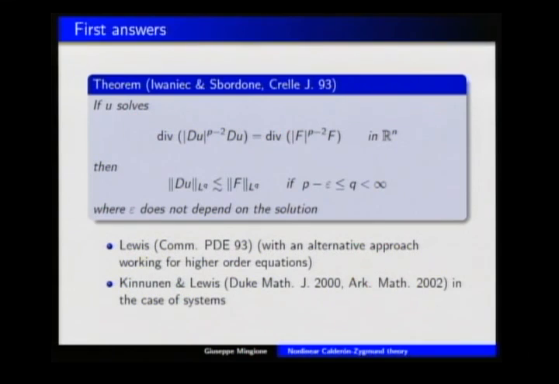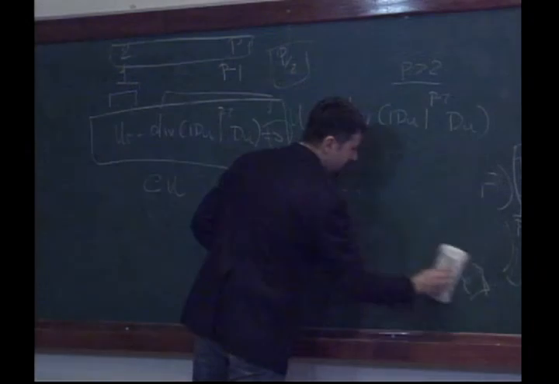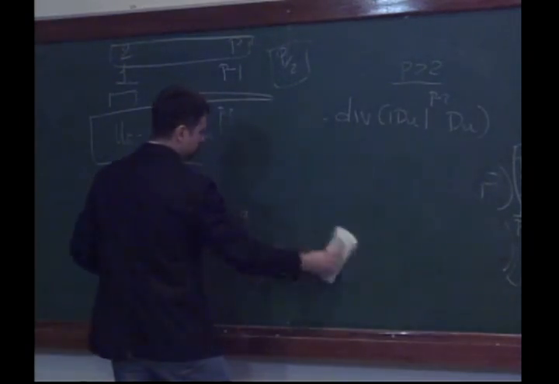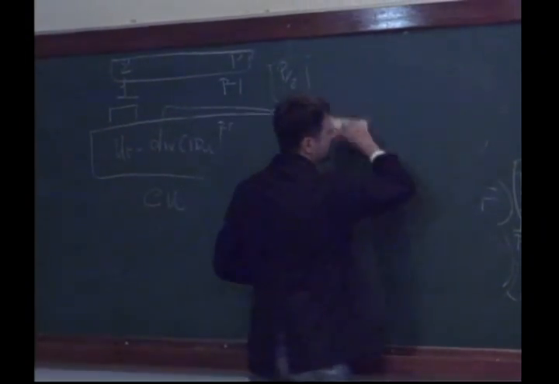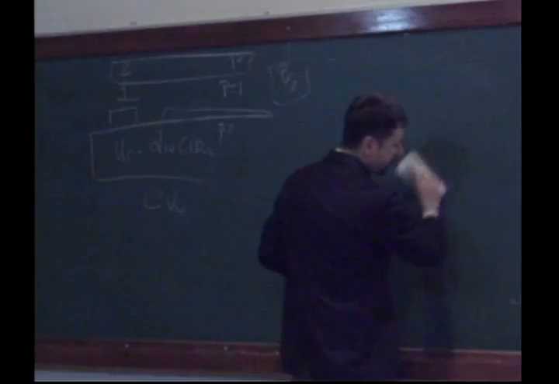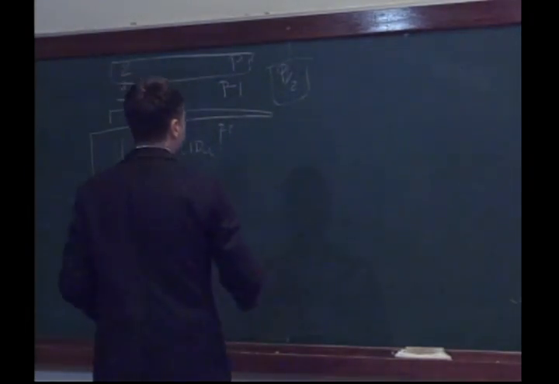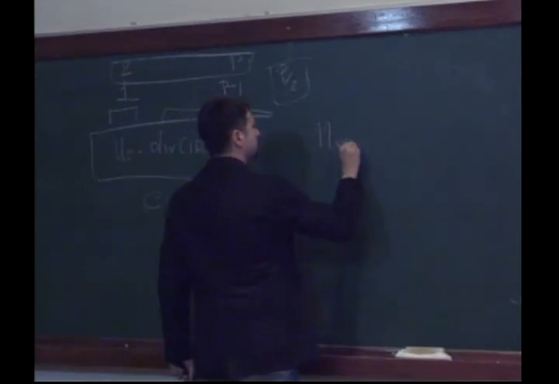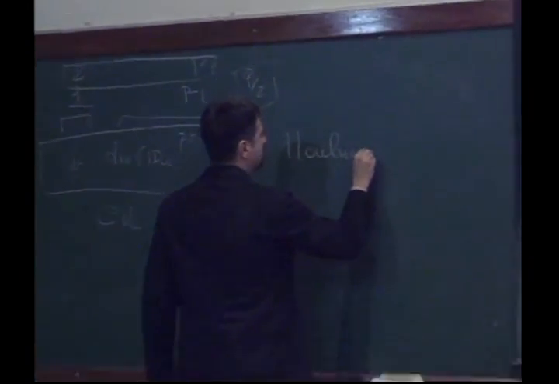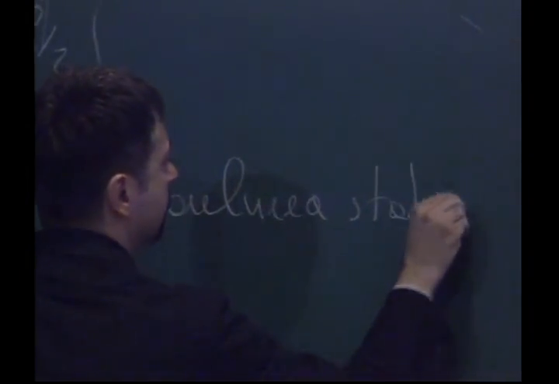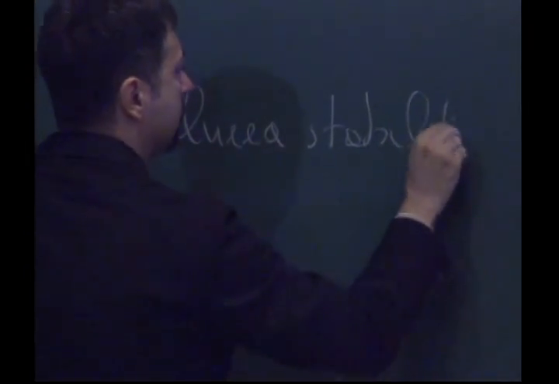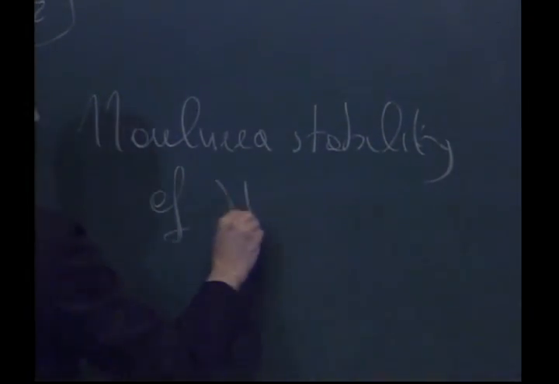Okay, let me recall the basic strategy of Tadeusz Iwaniec and Carlo Sbordone, because I think it's a very interesting tool. John Lewis uses truncation and extension of maximal operators. Iwaniec and Sbordone use another method. That's the nonlinear stability of Hodge decomposition.